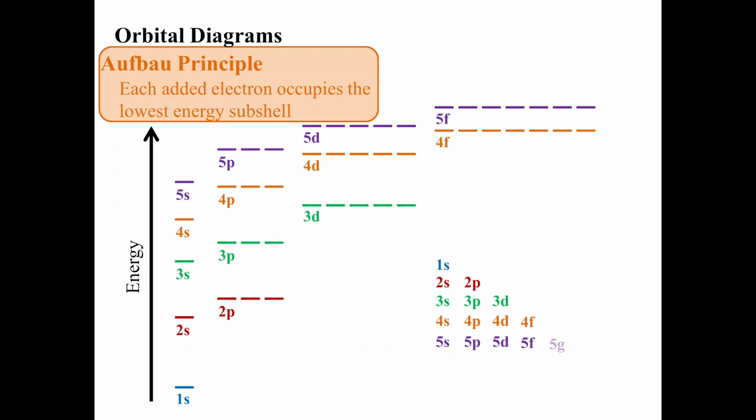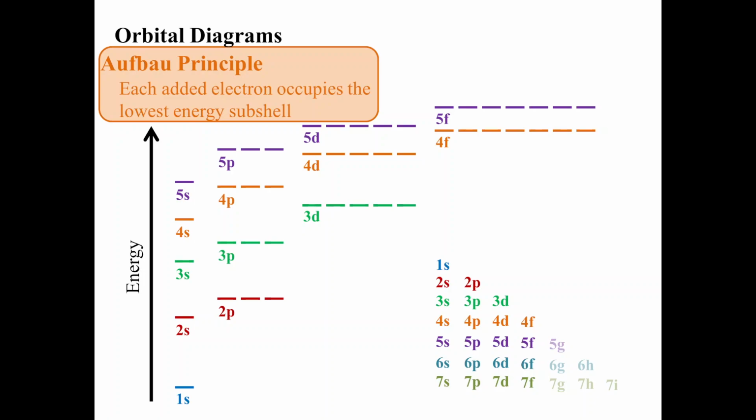Then we do our sixth energy level, 6s, 6p, 6d, 6f, and the g and h, also grayed out. And then the seventh energy level, our final row on the periodic table, which is 7s, 7p, 7d, 7f, and then g, h, and i.